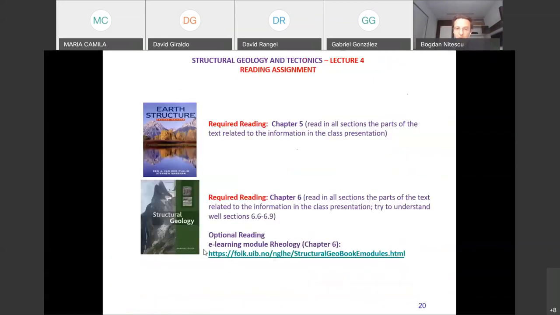So this is the lecture for today. What I want you to do is read in both textbooks, in this one chapter 5, in this one chapter 6. But here's the thing. Read in all sections the parts of the text that are related to these slides. You will see equations, mathematical expressions. Don't worry about them. If you like it, go ahead and read them. But I'm not expecting you to write equations and do these kinds of things. I just want you to have an intuitive understanding of what we discussed. That's all I want from you. All right, so this is the lecture for today.